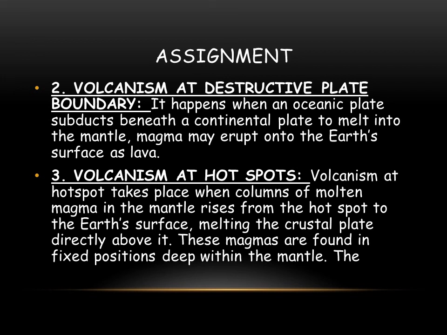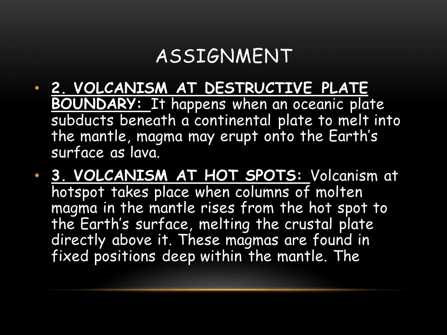The second type is volcanism at destructive plate boundary. You have to give this heading and then write the details. It happens when an oceanic plate subducts beneath a continental plate to melt into the mantle. Magma may erupt onto the Earth's surface as lava. And then the third type is volcanism at hotspots.